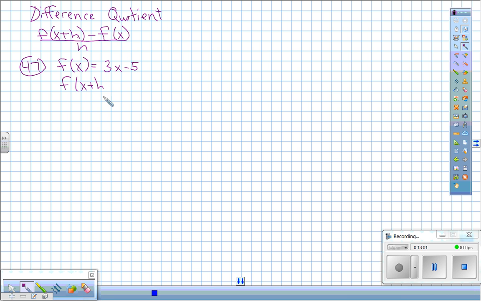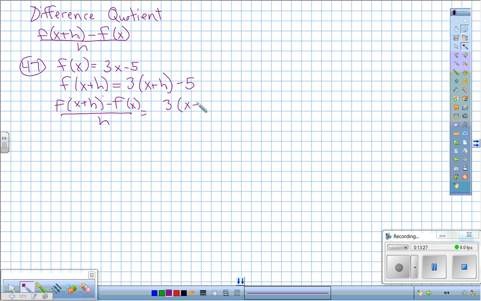That's still an h. I keep trying to write a b. That will be 3 instead of x. I'm going to write x plus h inside parentheses, minus 5 outside those parentheses. And then I have f of x, still the original thing I have, and then we're going to divide by h. So f of x plus h minus f of x over h. We're going to get 3(x plus h) minus 5 minus, remember when we subtract things that we actually put it in parentheses, so I'll have (3x minus 5), all divided by h.